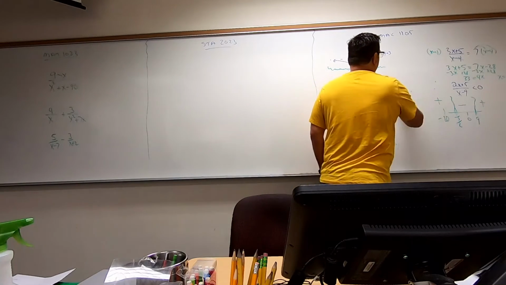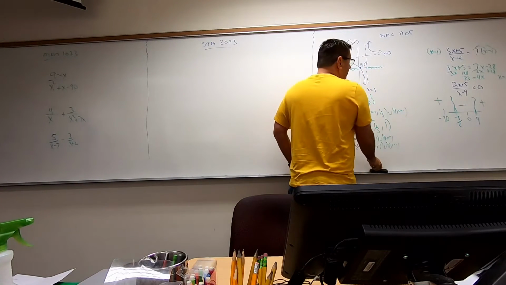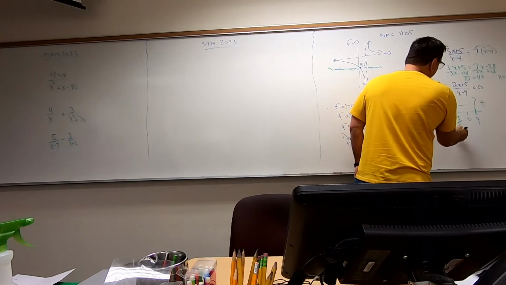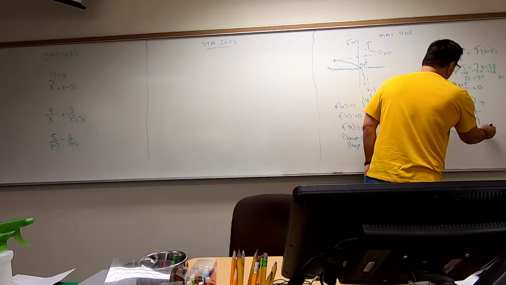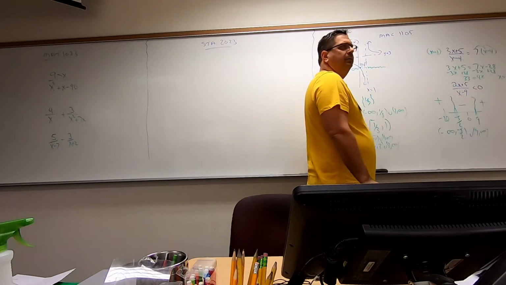Wait, so I didn't write this over there. Oh, my bad. Negative infinity to negative 5 halves, union 9 to infinity.